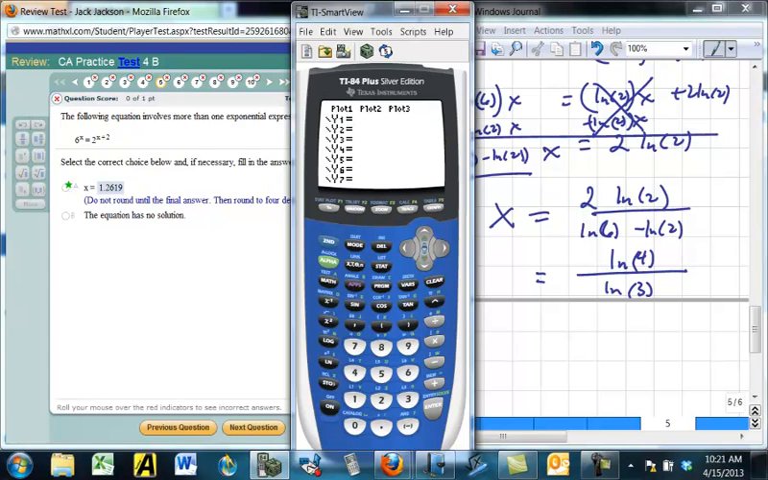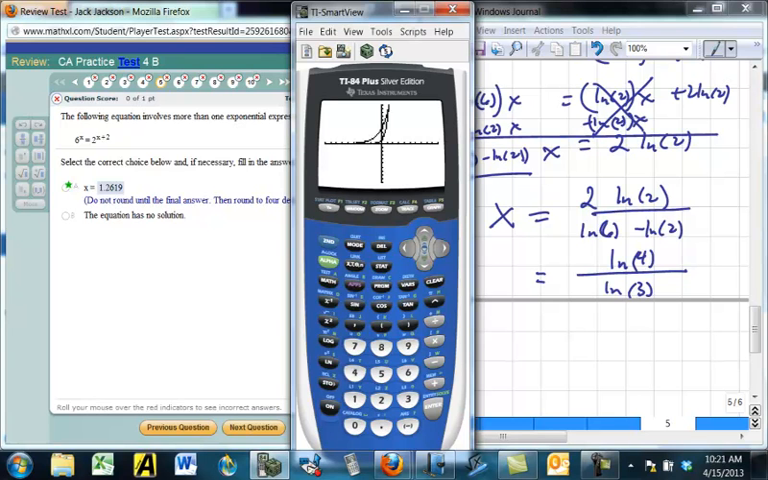We can do this a couple of different ways on the graphing calculator. One way is to let y1 be the 6 to the power x, and let y2 be 2 to the power parentheses x plus 2, and then we want to graph it. Let me start with a zoom standard, but this may not be a good window. And you can almost see it right there where they cross each other.